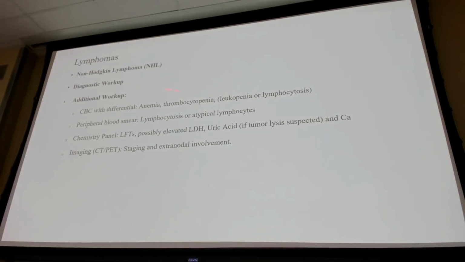Peripheral blood smear: lymphocytes, lymphocytosis. And then the chemistries: LFTs, LDH, uric acid. Why the uric acid? We talked about it a couple times. And then LDH, these cancer cells seem to have a higher amount of LDH than normal cells. Imaging, PET scans. We're looking for extranodal involvement with non-Hodgkin's. Has it gone outside of the lymph nodes?